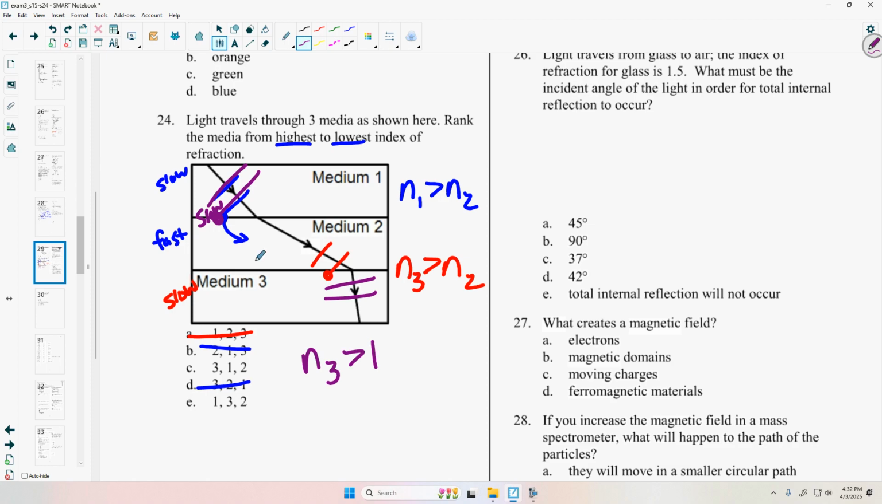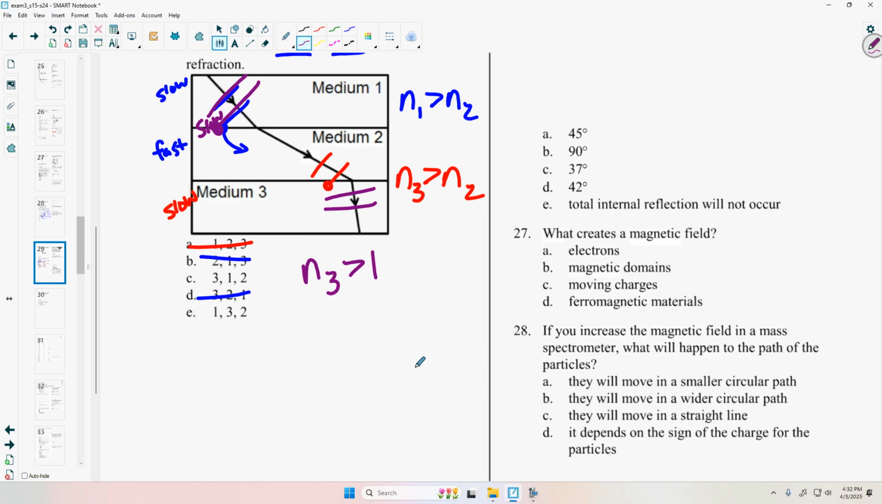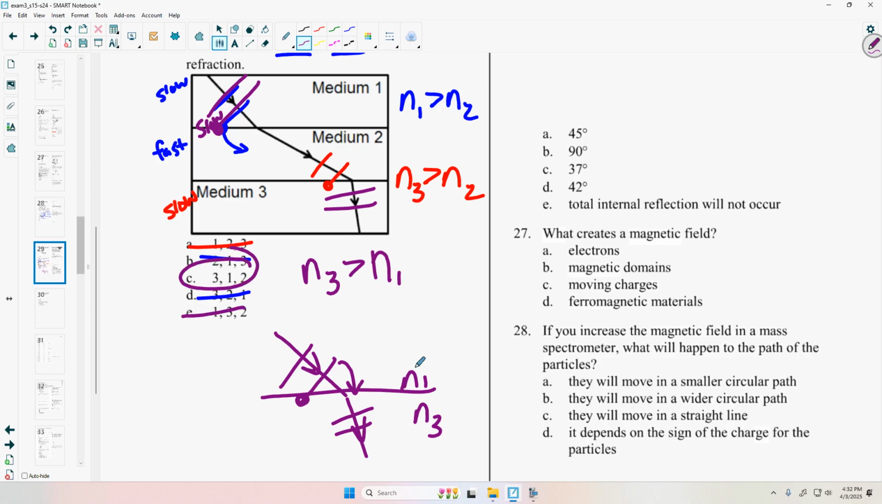Let me redraw that just a little bit, just so you can see better, because I was sort of doing that in my head. If I have these light rays, this is N1, this is N3. I've just pushed medium 2 out of the way. It slows down there, so it swings around. So N3 is bigger than N1. That means that C is the right answer.